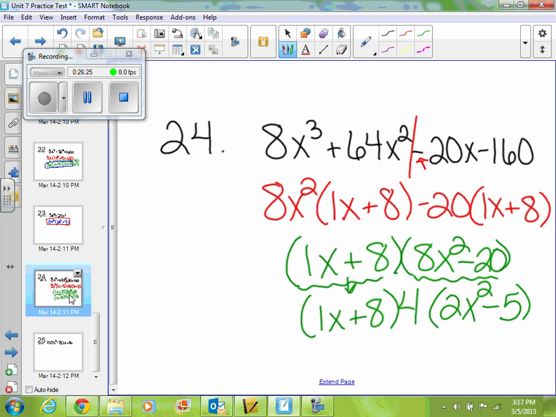Now, we already determined there's nothing we can do to 1x plus 8, but what about this 2x squared minus 5? Can we break that down any further? No. So now, we're finally done.